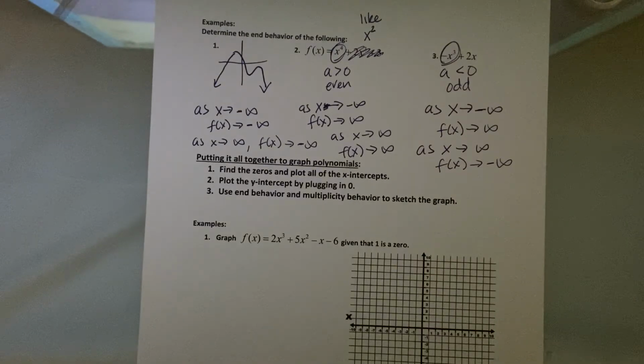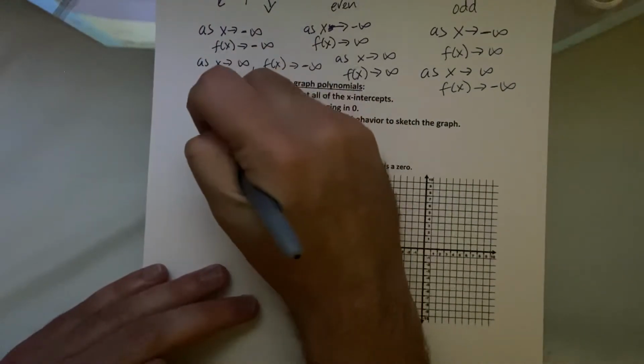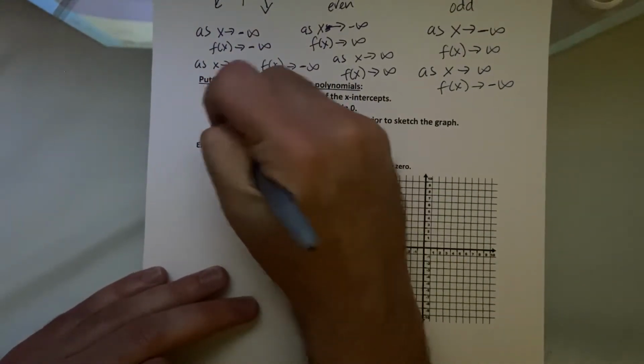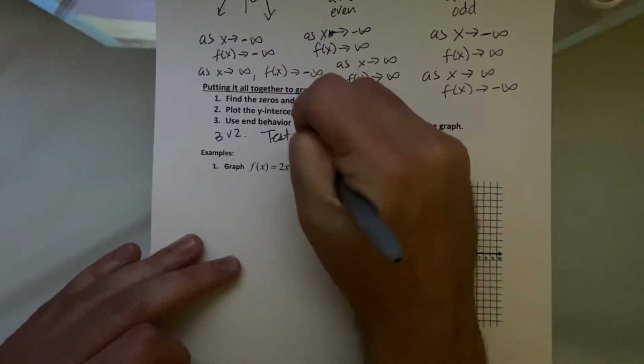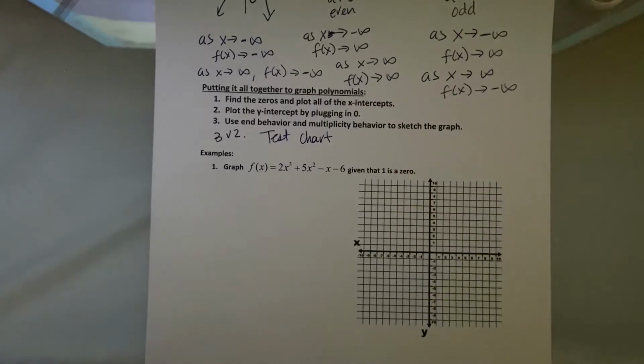Now let's put it all together. We can find the zeros of a polynomial by factoring, plot the intercepts, plot the y-intercept by plugging in 0, and use end behavior and multiplicity to sketch the graph. We can also use a second option, which is to use a test chart. This is what I'm going to suggest. It's never a bad idea to use a test chart to determine this.